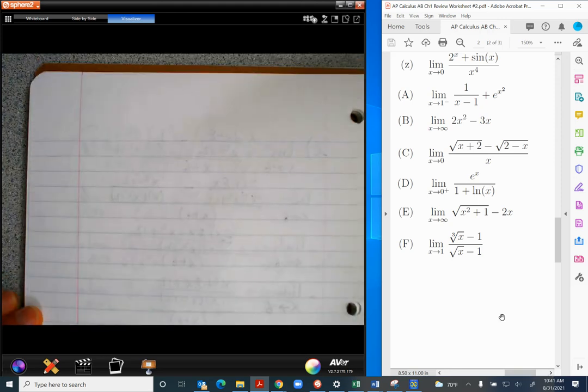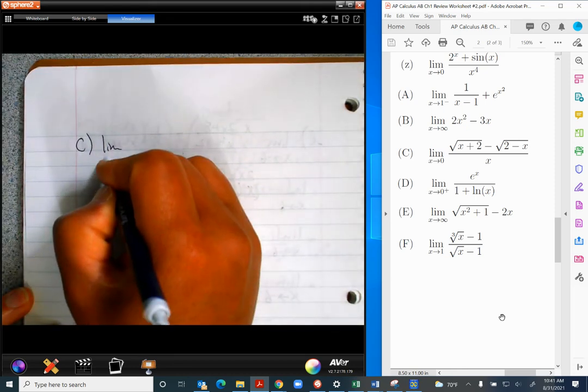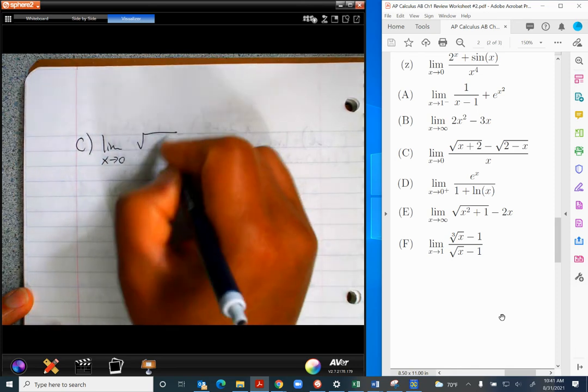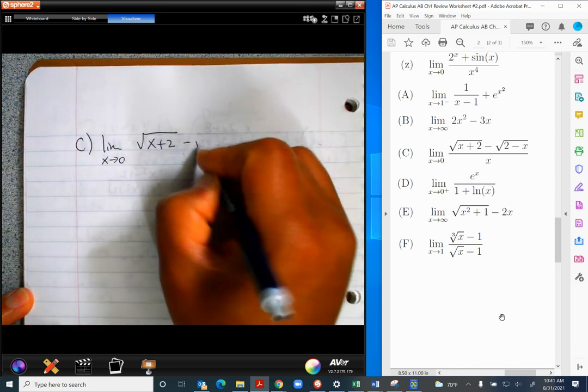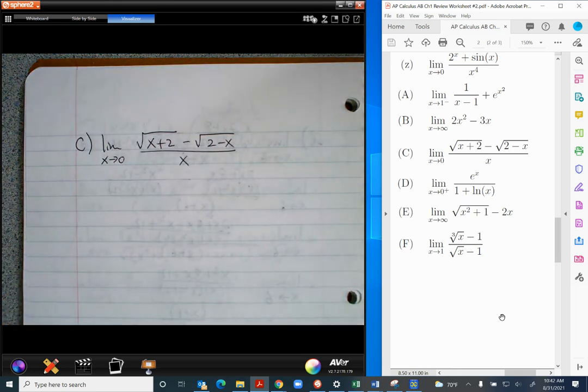Alright, so here's capital letter C. We have the limit as x goes to 0 of square root of x plus 2 minus square root of 2 minus x, all over x. This is pretty ugly, so I'm hoping direct substitution will work, but can't you just tell now? Isn't it pretty easy to tell if direct substitution works or not? Yeah. So you know that it's not going to work, right? And now I'm hoping it's easy to recognize which method to use. Isn't it pretty obvious? What should we use for this one?